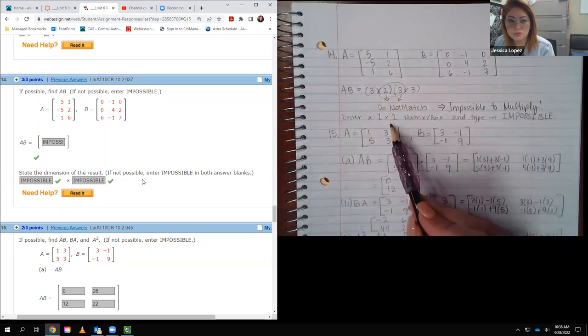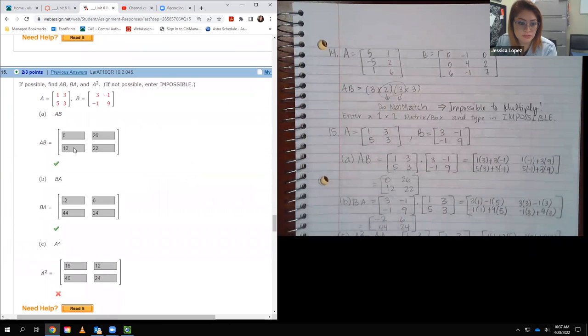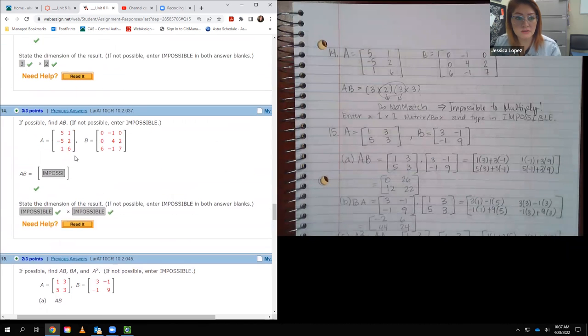So make sure that you change the dimensions of your matrix. I know that usually there's little arrows on the side here, and you can go inward to decrease the number of columns, or you can go outward to increase the number of columns. And then at the bottom, there's also arrows. So you can go up to decrease the amount of rows, or you can go down to increase the amount of rows. But you want basically a one by one. So you want to shrink it enough so it's just one box to fill. And in that one box, you type in the word impossible.